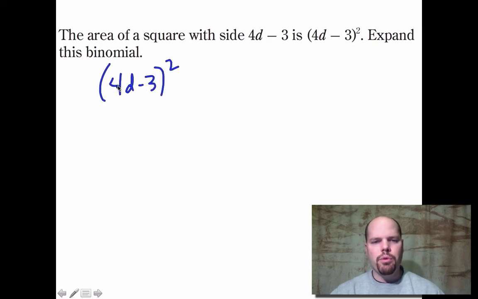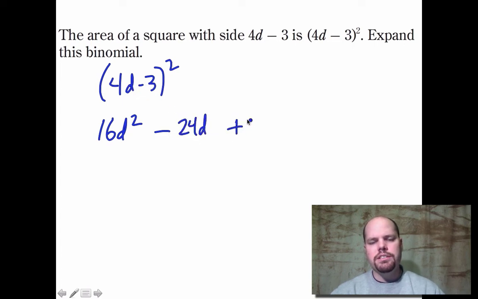So it's going to be 4d times 4d, so that's 16d squared. Okay, now it's a minus, so we're going to get 2 of these terms doubled. So 4d times 3 is 12d, but it's doubled, so it'll be 24d, plus 3 squared, which is 9. So that's what this would look like.